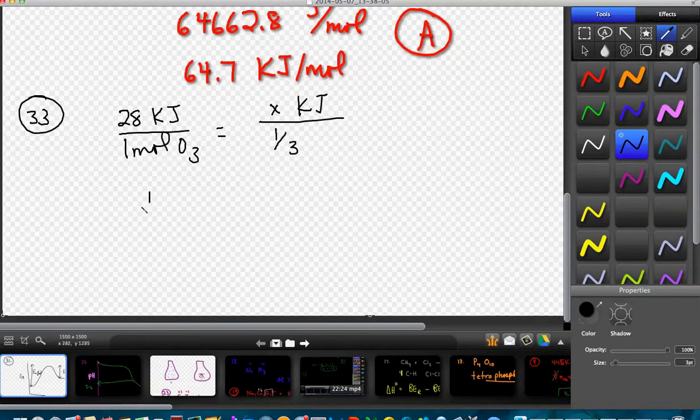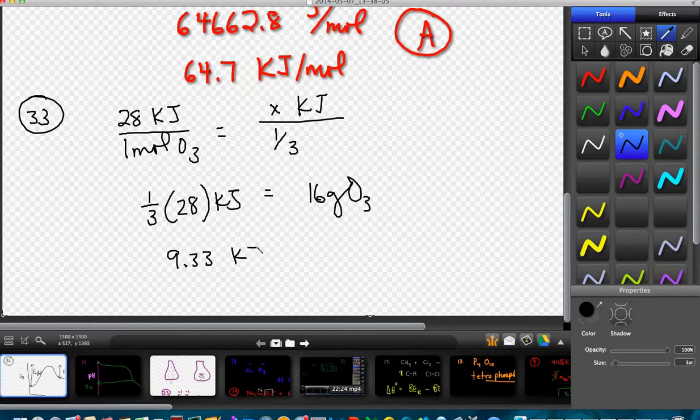So I'm just going to place this over 1/3. And we're going to get 1/3 times 28 kjoules equals 16 grams of ozone. And that's 9.33. Because this is endothermic, that is positive. And this agrees quite nicely with answer choice A.